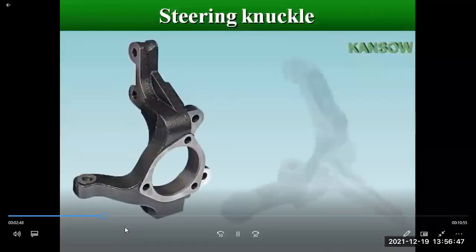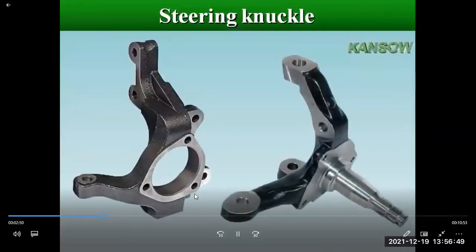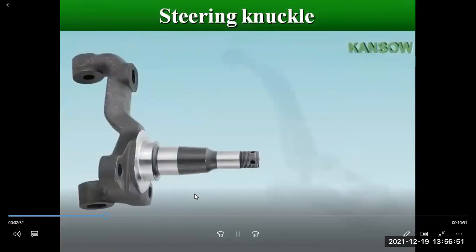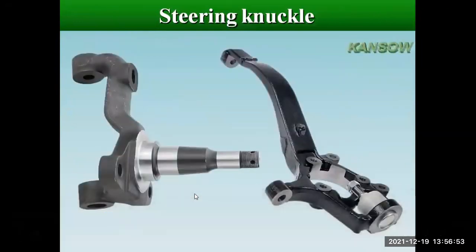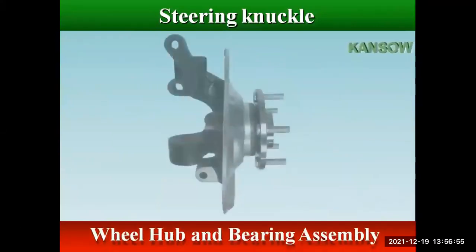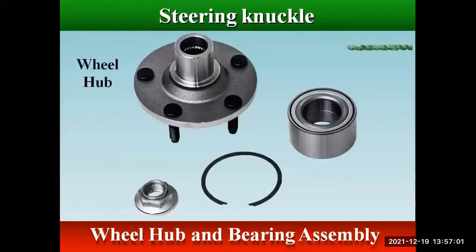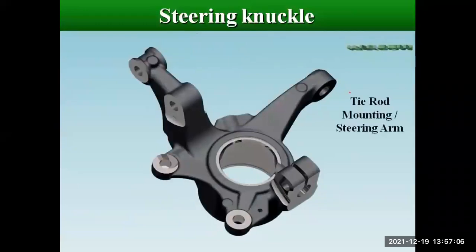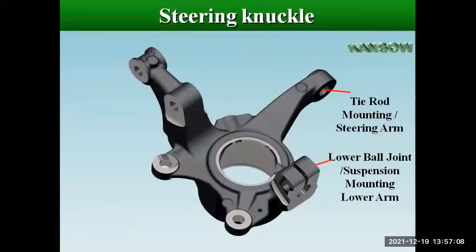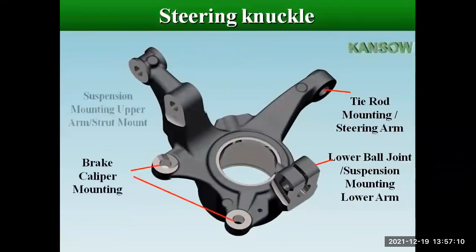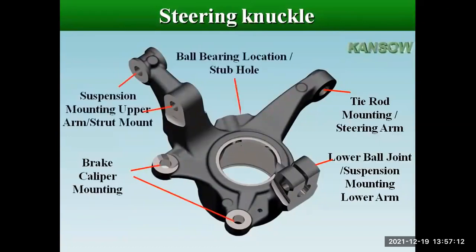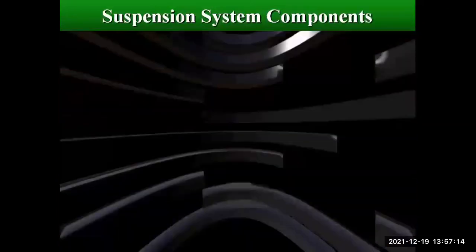Steering knuckle is that part which contains the wheel hub or spindle, and attaches to the suspension and steering components. The wheel hub and bearing assembly is mounted on steering knuckle. Steering knuckle is mounted with tie rod for steering, lower arm, brake caliper, and strut.